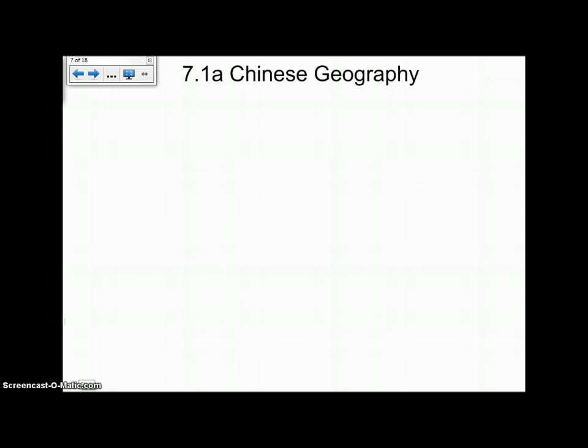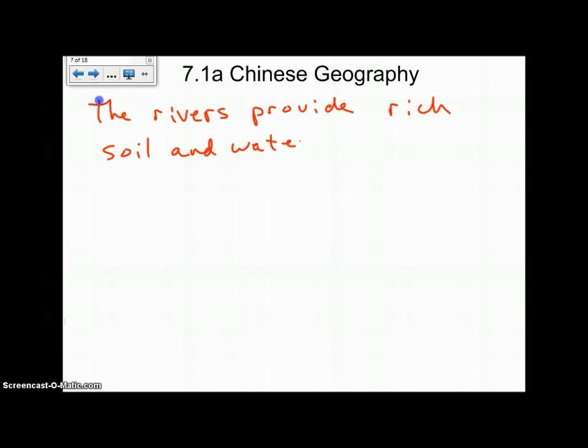So the first one we're going to look at is Chinese geography. The standard is, how does this impact Chinese development, or the development of people in China? What do we have? The rivers provided food, farming, and... Okay, do the rivers provide farming? Well, not really. What do they provide that allows you to farm? Rich soil. And the most important aspect of a river, water. Yeah, water. Okay, so the rivers provide rich soil and water for farming. That's the most important thing we want to pull away there.